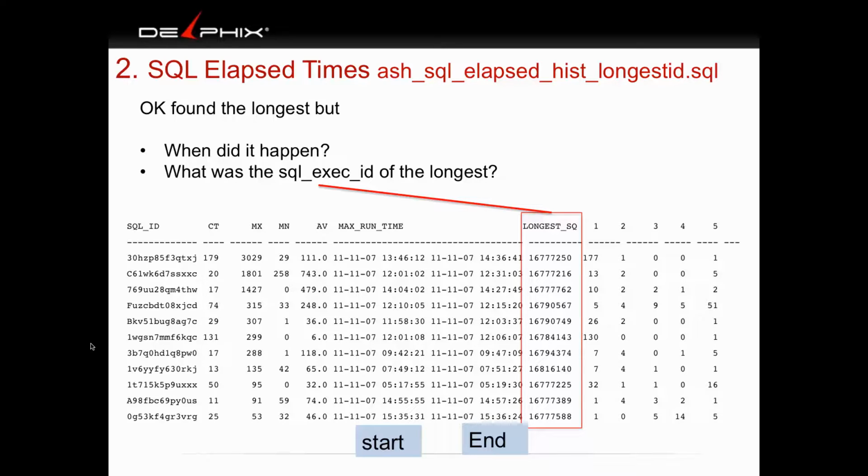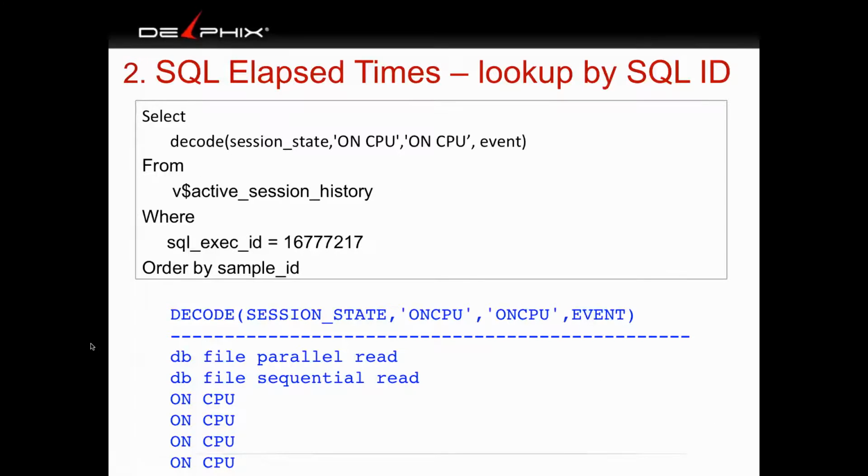I take the longest SQL exec ID, and I can go back in active session history and get what that query was doing. What was the profile of that query? And then I can study it more and see how that differed from the fast execution.